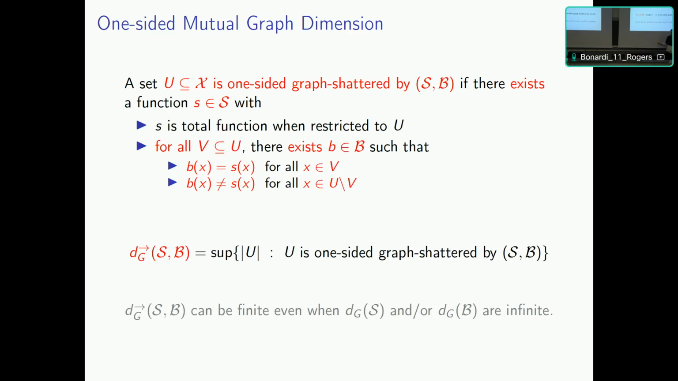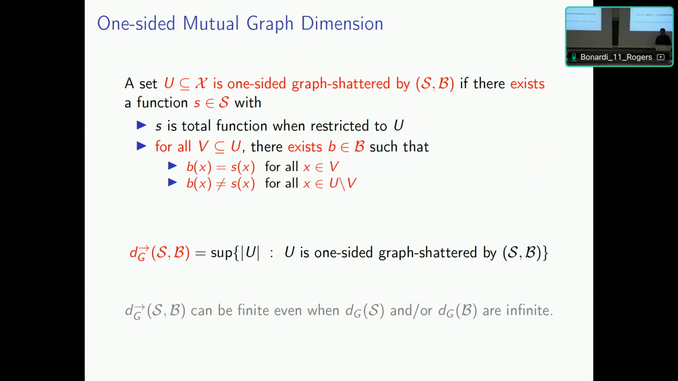So more formally, we say a set U is one-sided graph shattered by S and B if there exists a source function S such that it's defined on U, and for any subset V of U, there exists a benchmark function that is equal to S on V and differs from S on the rest of U.